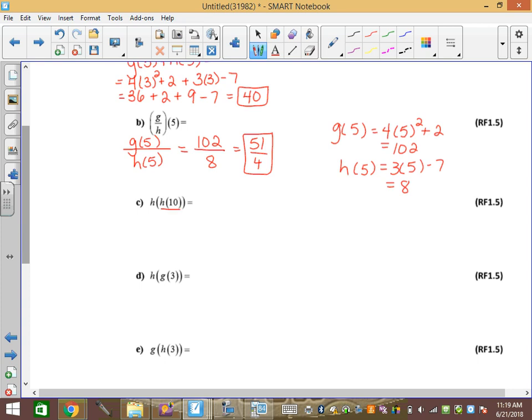So I'm going to do h of 10 off to the side. h of 10 equals 3 times 10 minus 7. So we're filling it into the 3x minus 7 equation. So I'm going to get 30 minus 7, which is 23. And now I'm going to fill that in for h of 10. So I'm going to get h of 23 now. h of 10 is 23. So now I'm finding h of 23, which is 3 times 23 minus 7, which is 62.